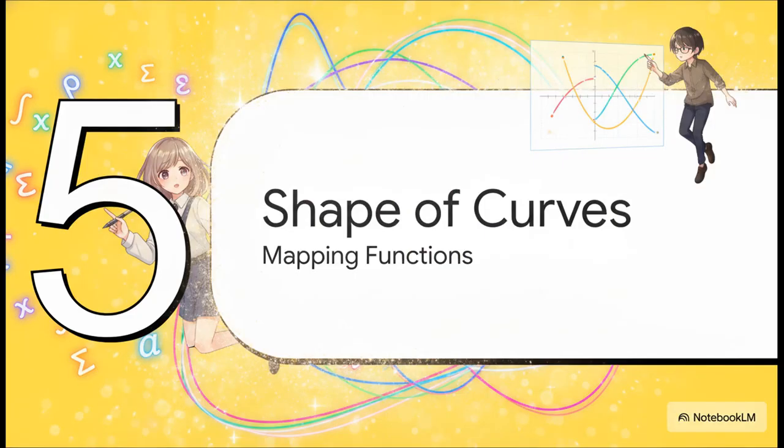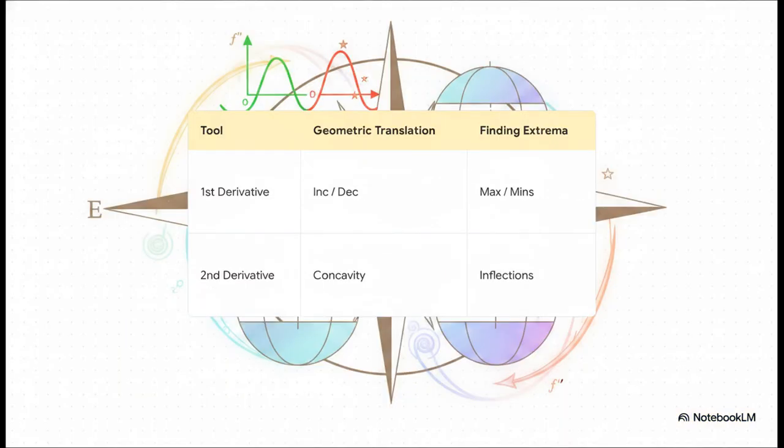Section 5. The shape of curves. Let's move to our final concept and see how everything we've talked about builds into curve sketching, mapping the invisible shape of any mathematical function. This perfectly highlights the division of labor in calculus. Think of the first derivative like a compass for direction. It tells you exactly where the graph is rising and falling, which pinpoints your local maximums and minimums.